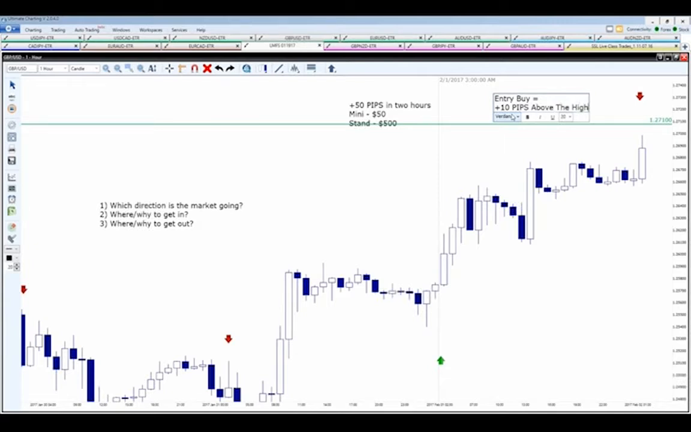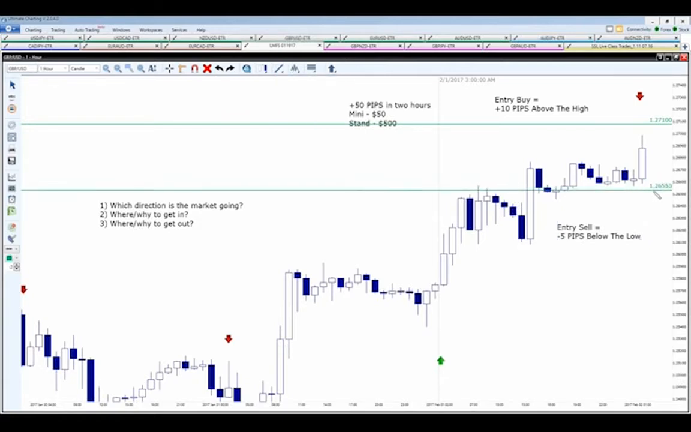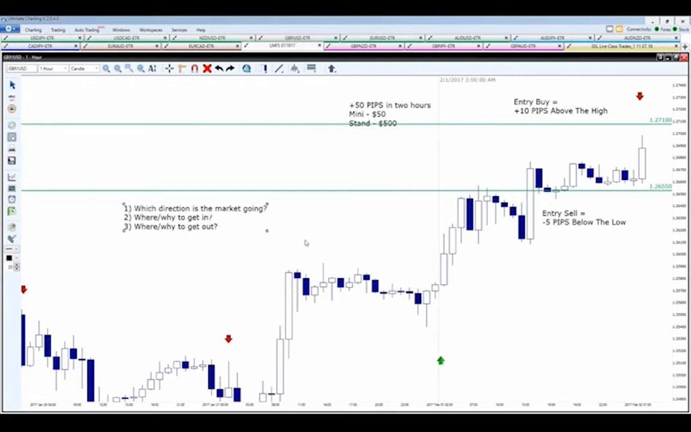Then we're going to set our entry sell, which is going to be minus 5 pips below the low. Let's set that up. There's the low, 26.60, so 5 pips below, we're setting this at 26.55 right there. There's our entry sell. So once again, we're either going to get triggered into our pending entry buy order or our entry sell order. It's going to help answer question number 1: which direction is the market going? Let's see what ends up happening on this one.